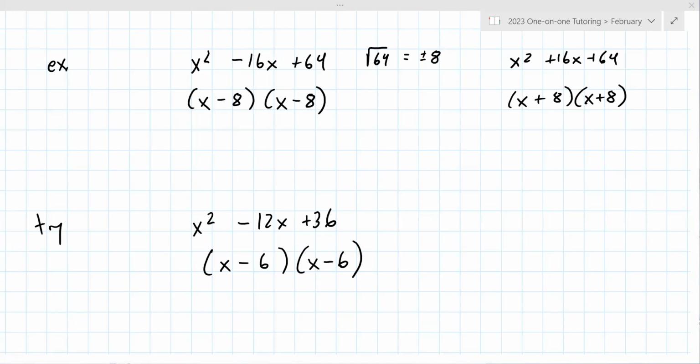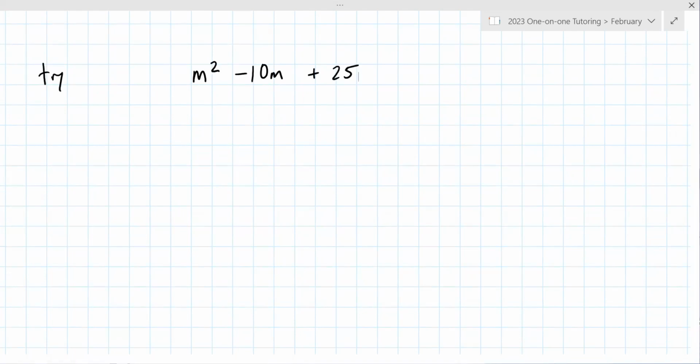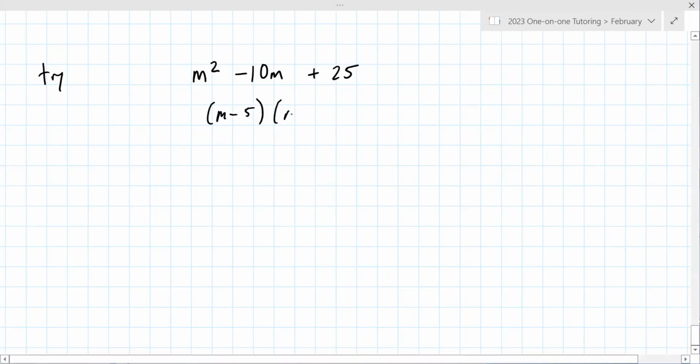So we'll give you one more of these before we change the difficulties. Let's try this one. I'll just change the variable: m squared minus 10m plus 25. So it would be -5. Yes, m minus 5, m minus 5, or it could be m minus 5 squared like that.